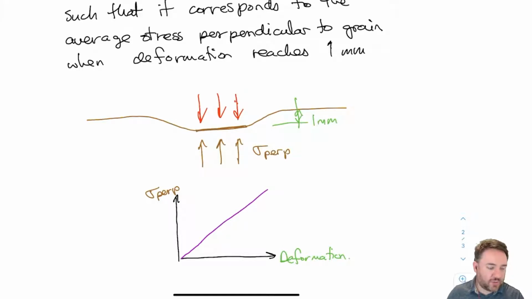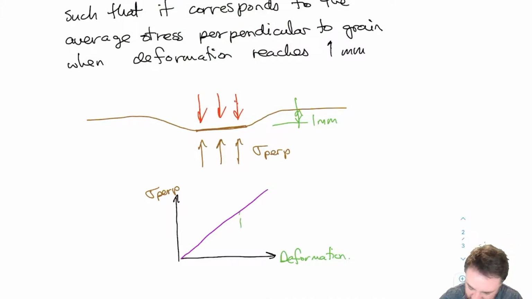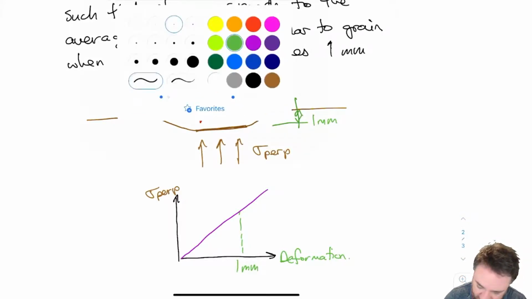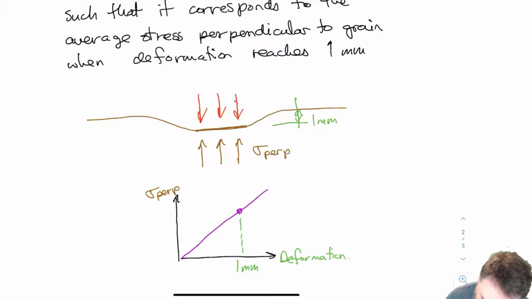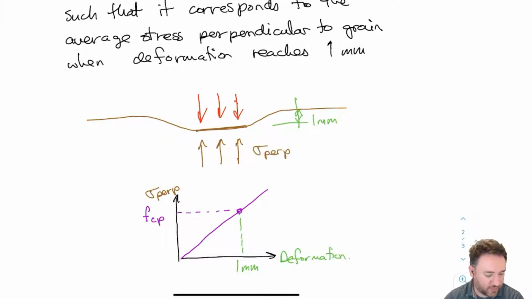And we can consider that as going to be something perhaps close to linear, even though likely it's not entirely linear. At some point, we're going to reach a deformation of 1 millimeter, right? And at that point, we're going to define that when it reaches that point of 1 millimeter, our stress perpendicular is equal to our defined failure stress for compression perpendicular, FCP. And FCP is the value that we're going to get from our table.